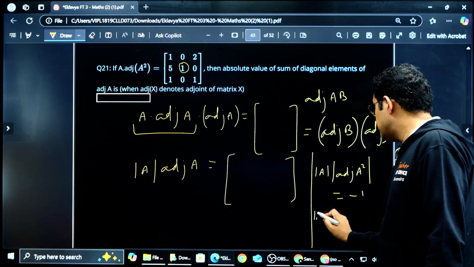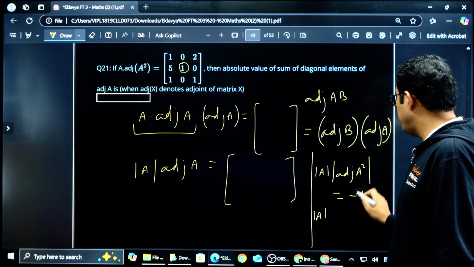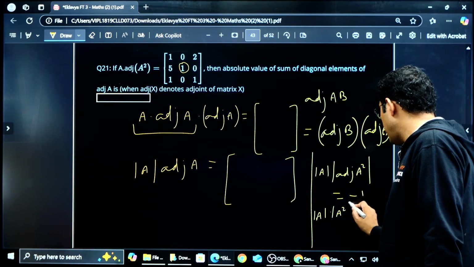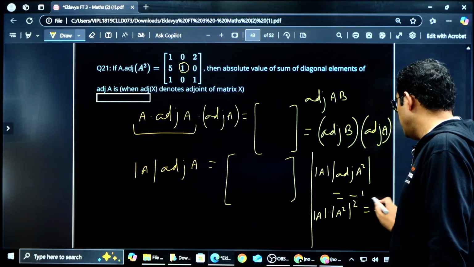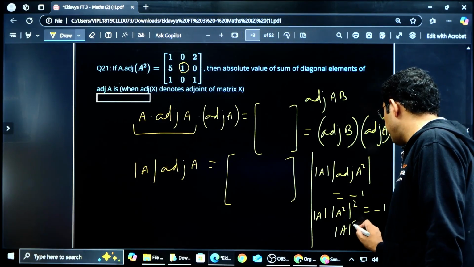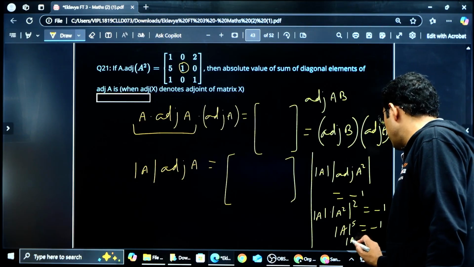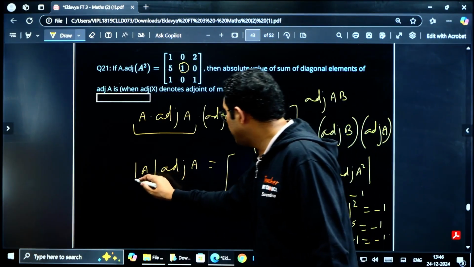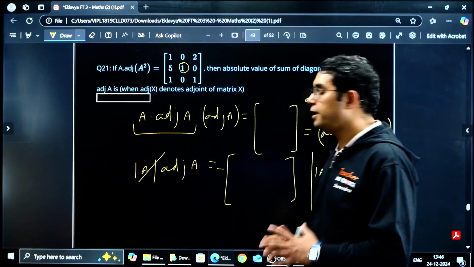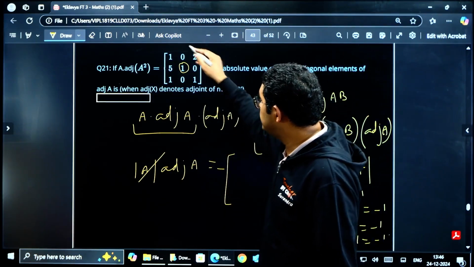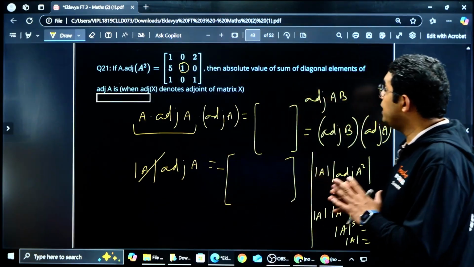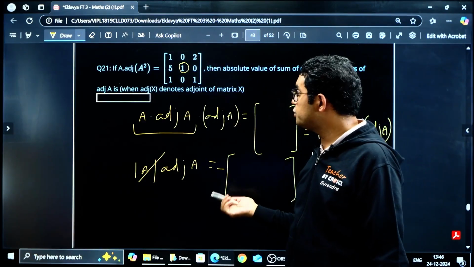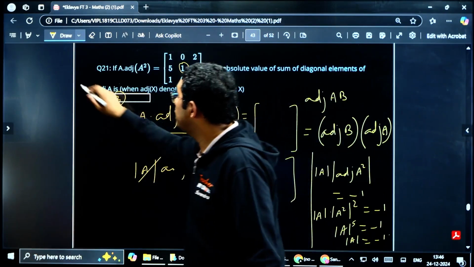Now here, this is determinant of A. Because A is a 3 into 3 matrix, it will be determinant of A square whole square, which is equal to minus 1. So this gives us determinant of A power 5 to be minus 1. So determinant of A is equal to minus 1. Okay, so here this will be minus 1. So if I remove it from here, I just need to put a minus sign here. So adjoint of A will be just minus of this thing, and they are asking the absolute value of the sum of diagonal elements. So it will be 1 plus 1 plus 1, 3. So the answer for this question has to be 3.